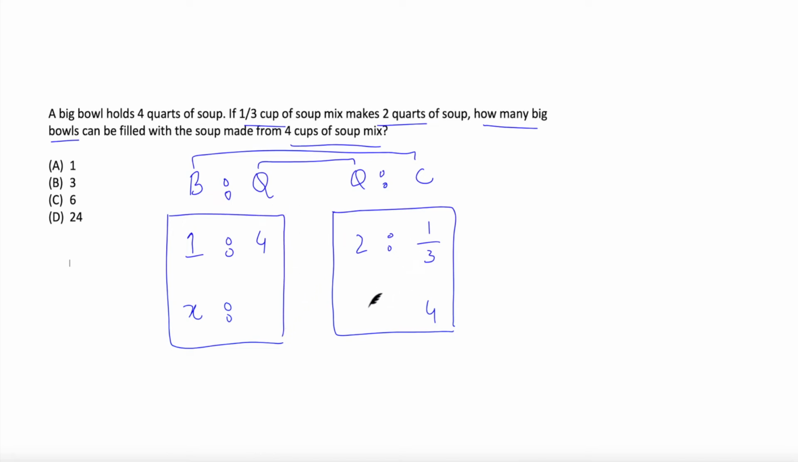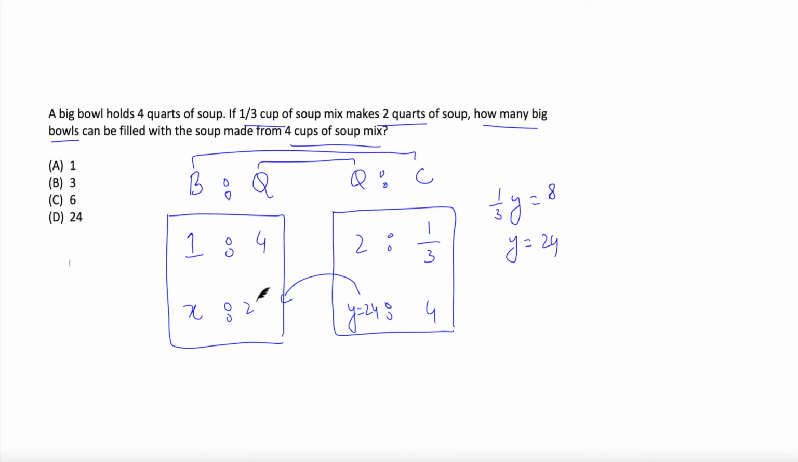So you first calculate the quarts. Let's say this is like y. So you simply cross multiply. What do you get? We have 1/3 of y equals 2 into 4, 8. Y equals 24. So 24 quarts can be made with the soup made from 4 cups. So this is 24. Now this will come over here.